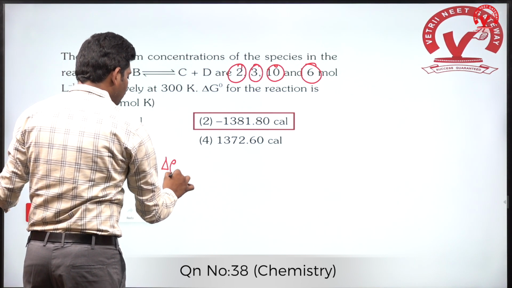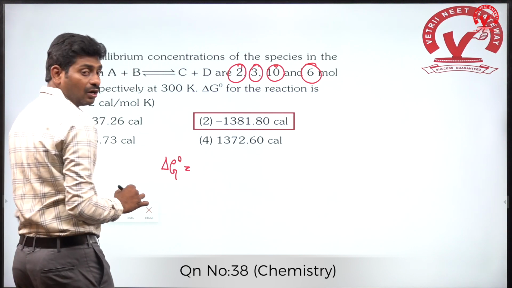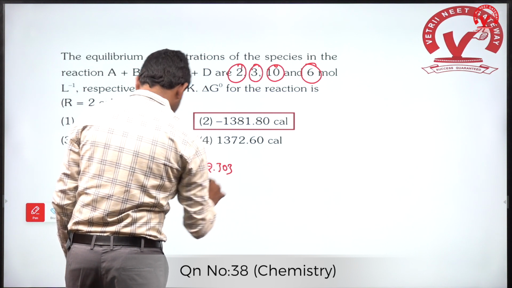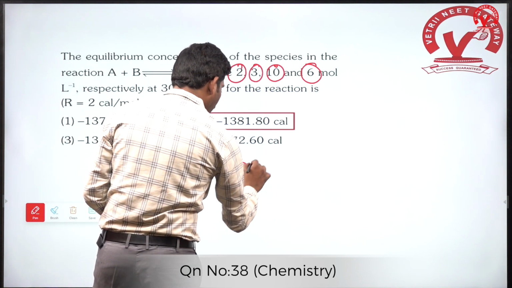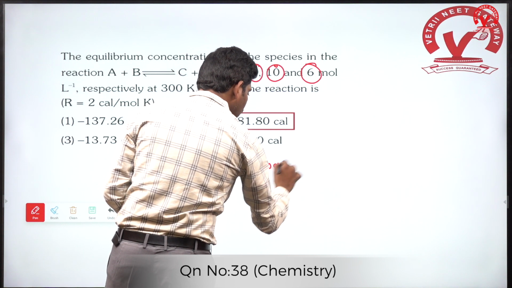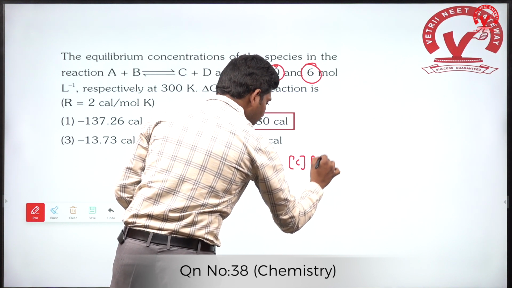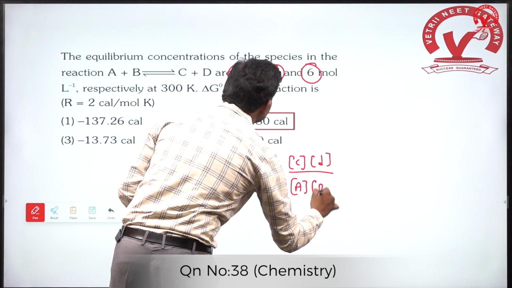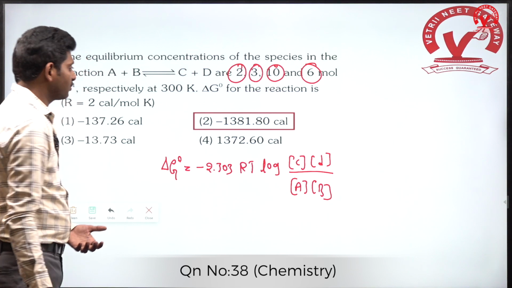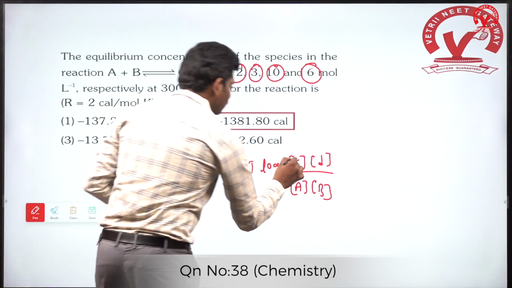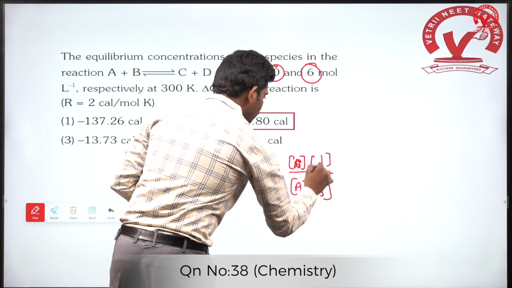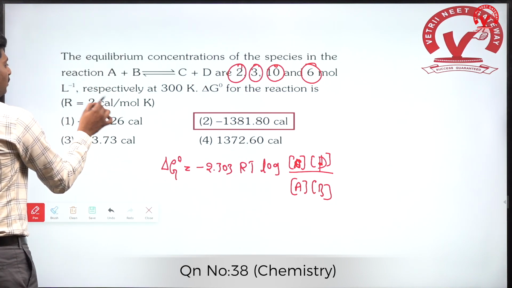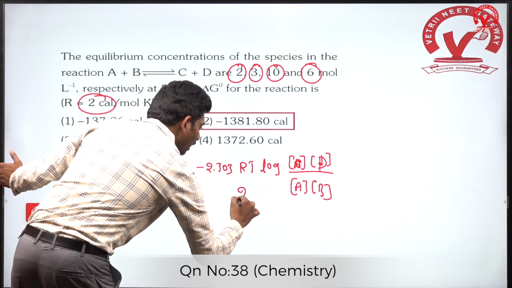So delta G naught is equal to minus 2.303 RT log concentration of products by concentration of the reactants. So these things you can do. It is capital C, capital D. So now, R value, how much? R value is directly given, 2 kilocalories. So it is the R.